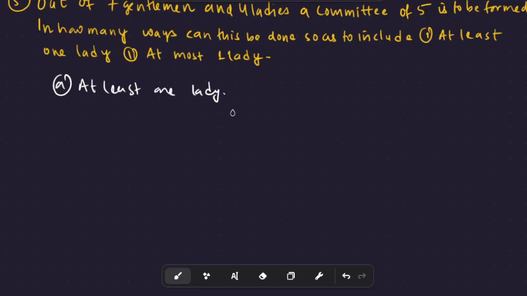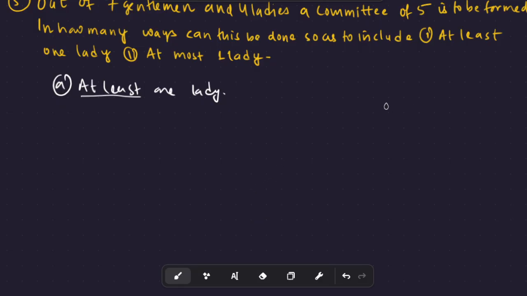Because the question has not told us the exact number of ladies. It has just told us that the committee should contain at least one lady, meaning a minimum of one lady should be there. Either one lady, or two ladies, or three ladies, or even four ladies. Means there are several options, right?